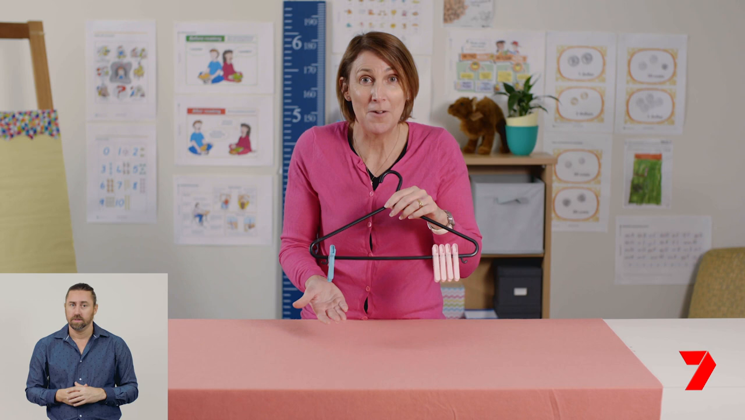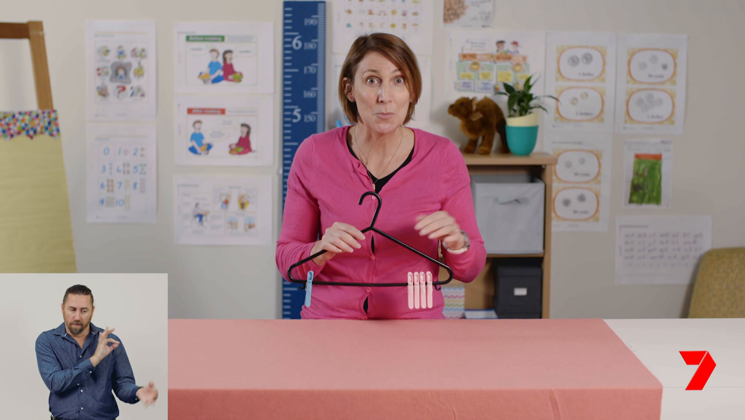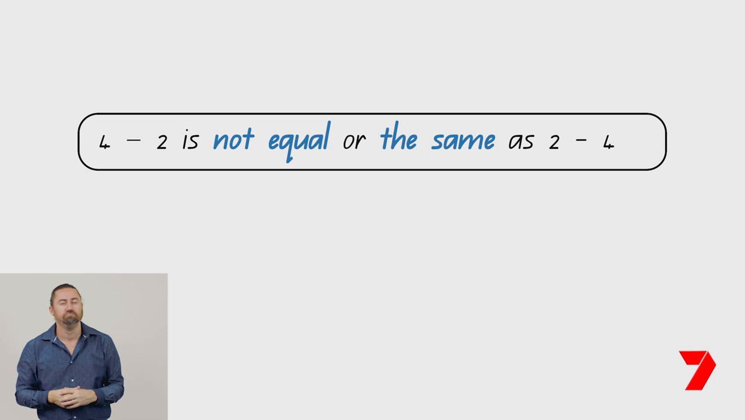1 add 4 makes 5. Did you see that these parts can be added in any order and the total was still the same? It is still 5. That does not work for subtraction. It is important to remember that when we subtract, the total changes if you rearrange the parts of the subtraction problem. For example, 4 take away 2 is not equal or the same as 2 take away 4.